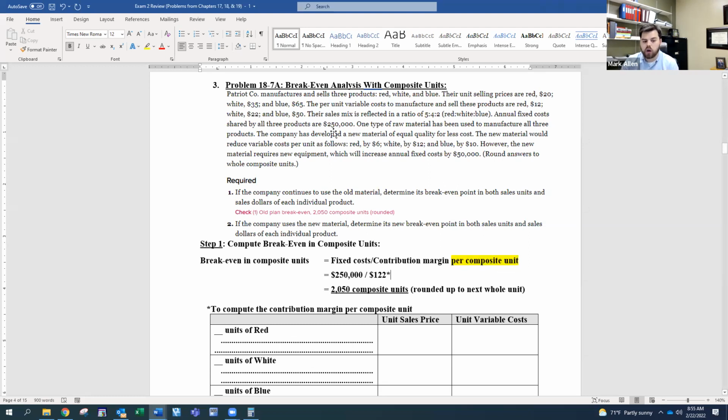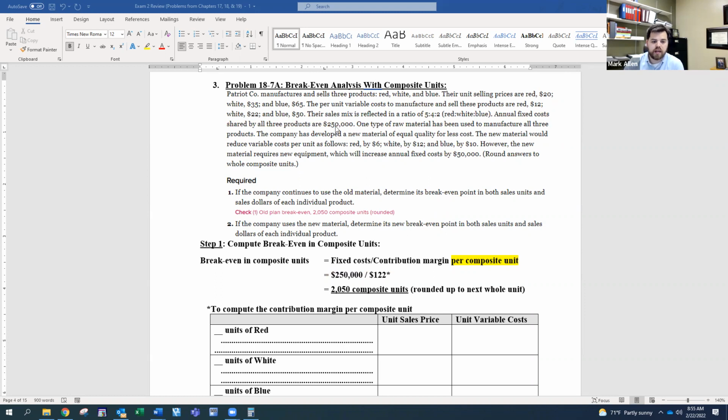So we're going to be told our fixed cost, and if you come up into the reading, you'll see that we are actually given that. It's given to us right here. Annual fixed costs shared by all three products are $250,000. So that's where that came from. And you're saying, well, that's great, but where does this 122 come from? Because as I read through there, I'm not seeing that. So let's see if we can find it. Before we get into any actual computation, I'm just going to read through what we've got.